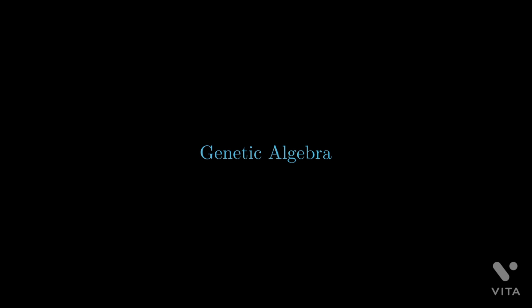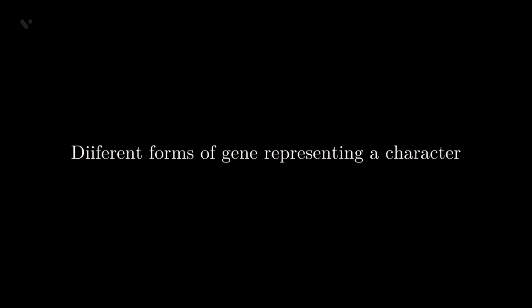Now, let's start with an allele. What is an allele? There are different forms of a gene which represent a character. For instance, say the color of a flower. Say the allele capital A represents white and small a the red color. The different combinations of these give us the color of a flower.